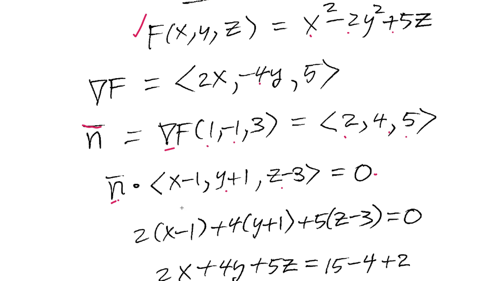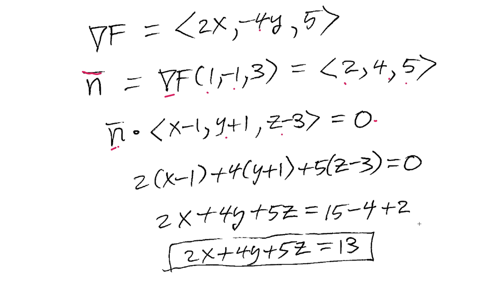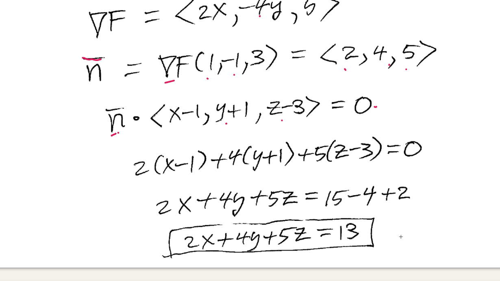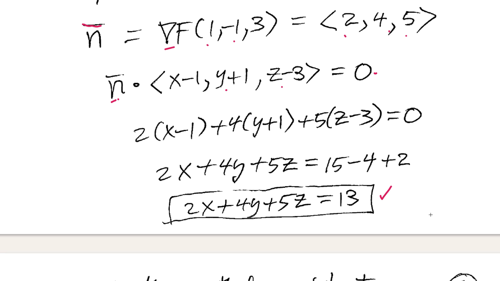So that's what? (2, 4, 5). So that's 2 times (x minus 1) plus 4 times (y plus 1) plus 5 times (z minus 3) is equal to 0. Put it all together, I get 2x plus 4y plus 5z equals 13. That is a piece of cake.